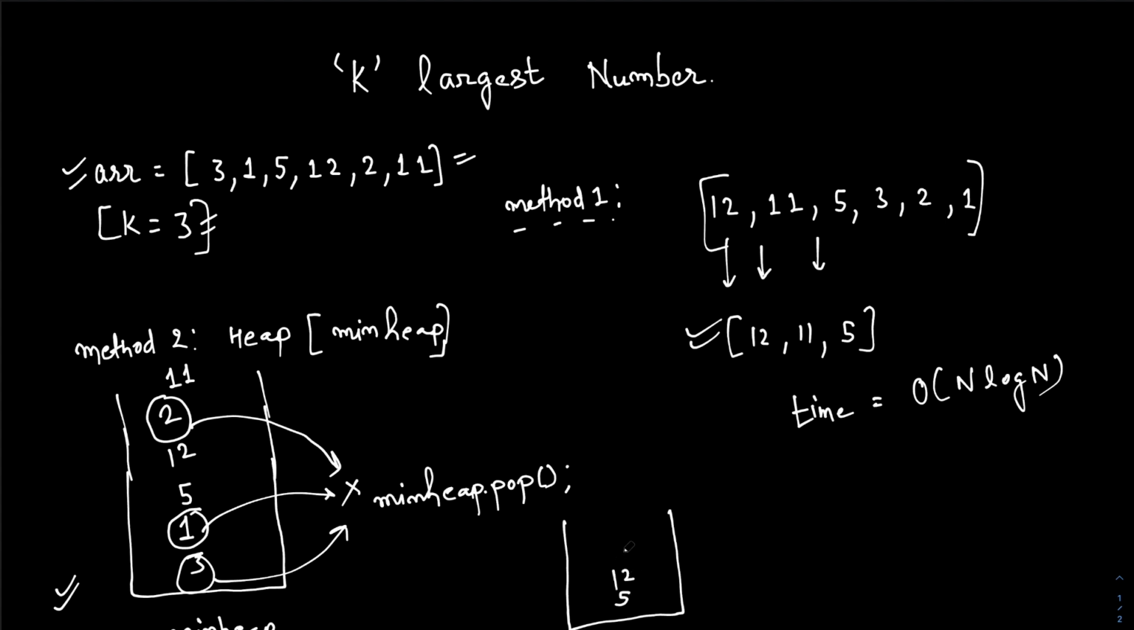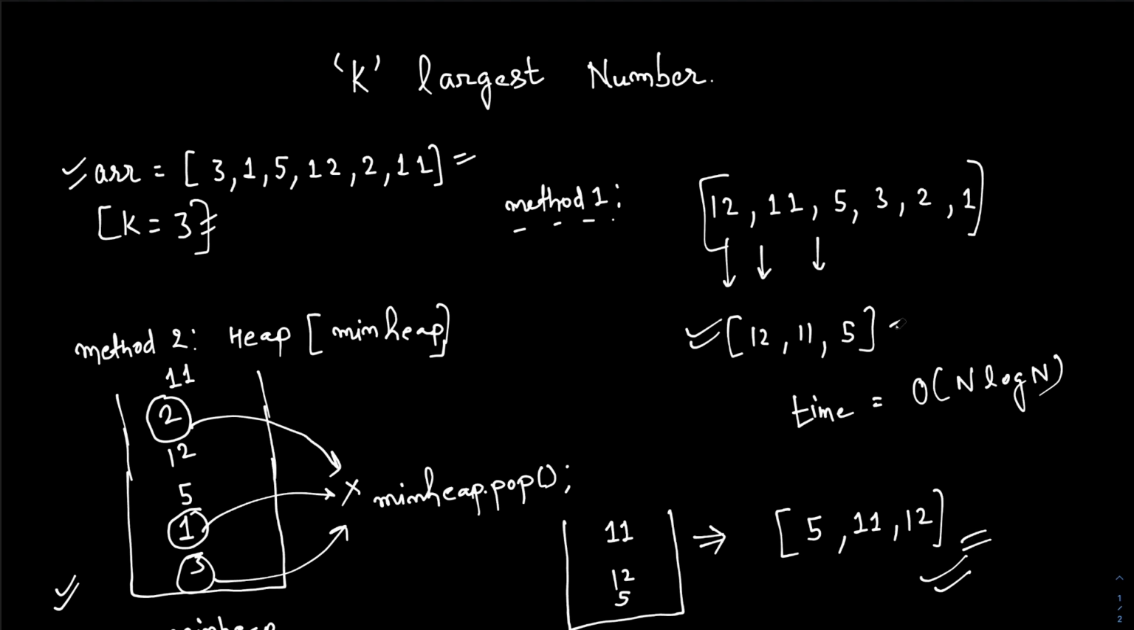5, 12 and 11. If we print them out, the smallest element is going to be the first one that we print. So it's going to be 5, then 11, then 12. So these are the elements that we needed.